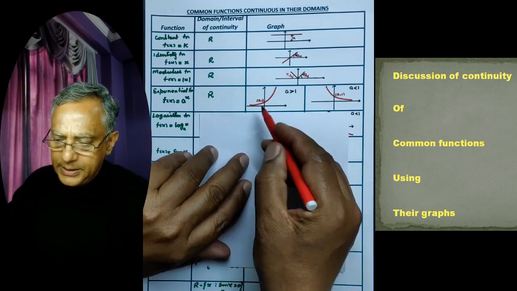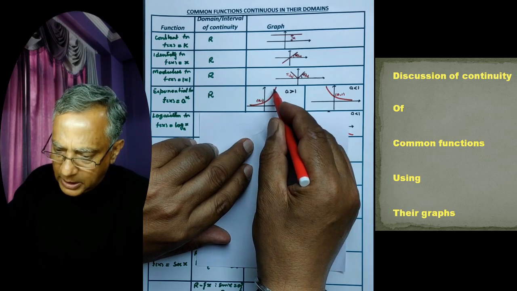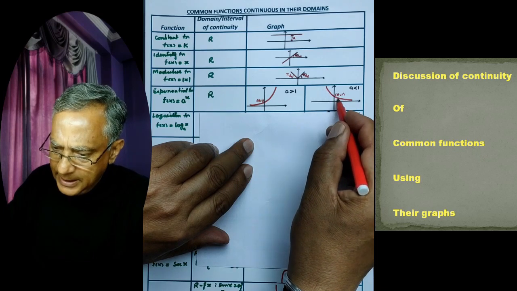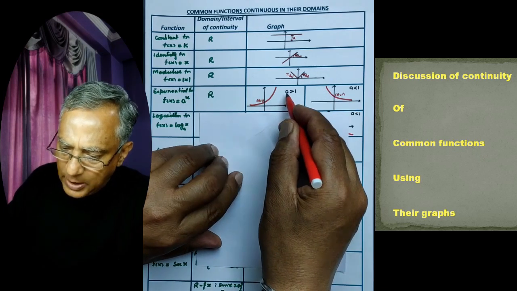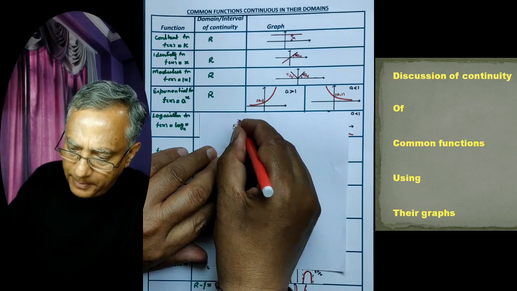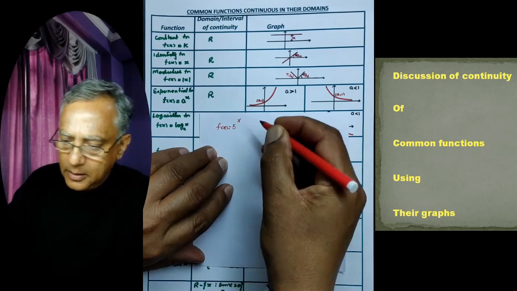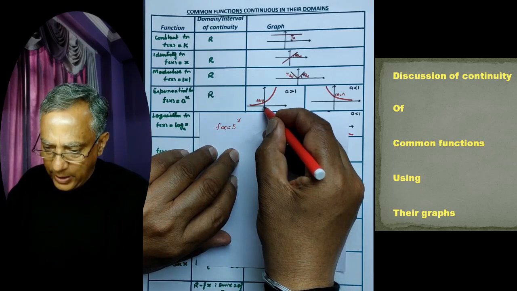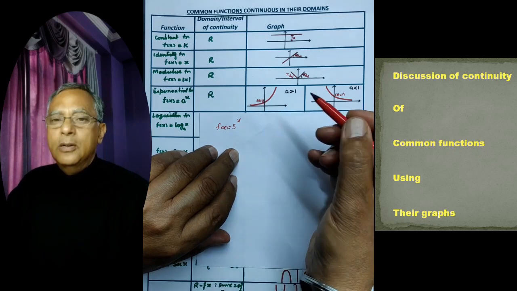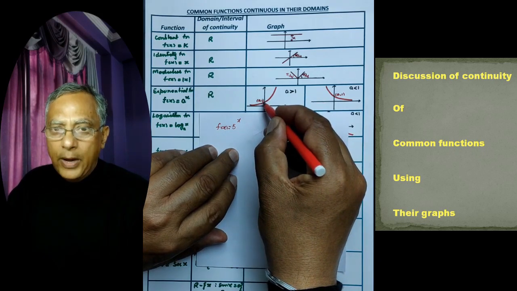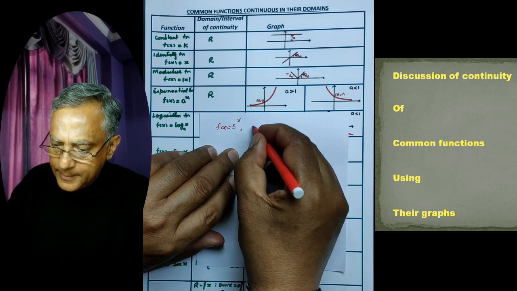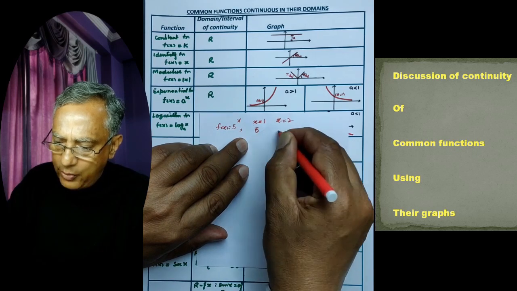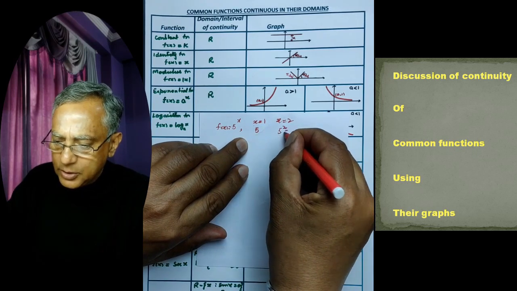The graph of this function is, if a is greater than 1, the shape of the graph is this, and if a is less than 1, the shape of the graph is this. If a is greater than 1, say f(x) is 5 to the power of x. When x is 0, 5 to the power of 0 is 1. So when x is 0, the value of the function is 1. So this is the point (0, 1). And when x is 1, the value of the function is 5. At x equal to 2, the value of the function is 5 square, that is 25.